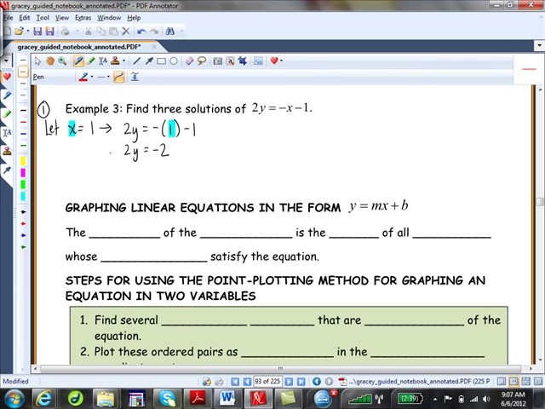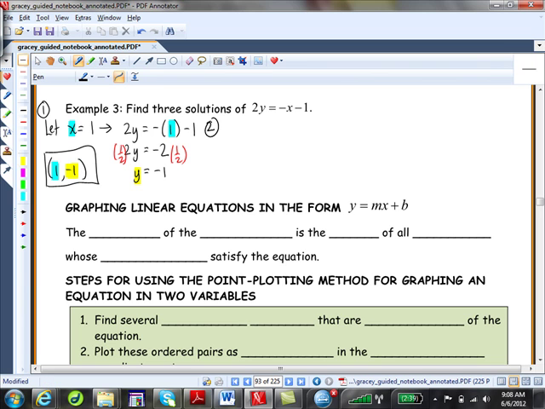So here, if we multiply both sides by 1/2, we will get 1y is equal to negative 1. So what we have found is the ordered pair 1, negative 1 is a solution. The 1 came from what we chose to let x equal to, and the negative 1 is what we found for y.